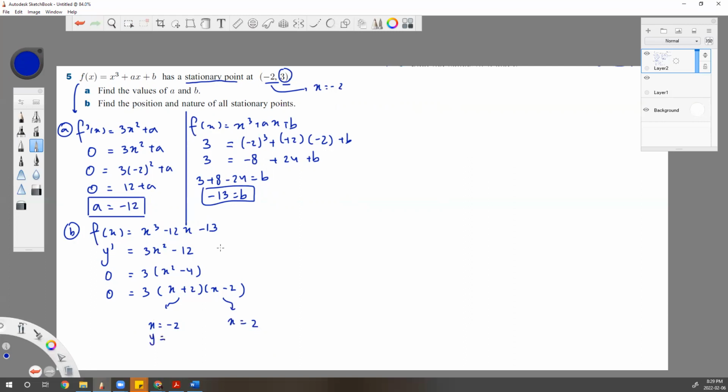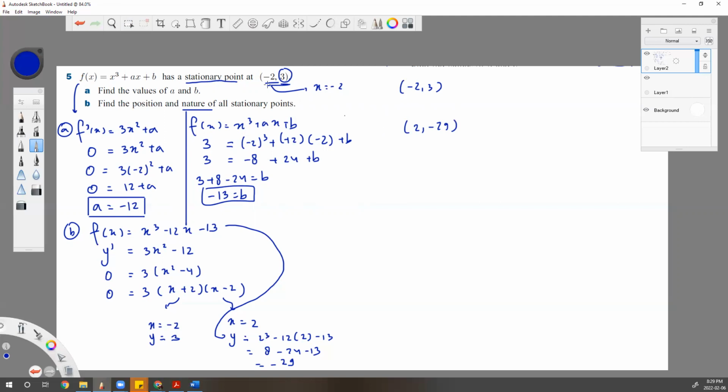So the y is given already. It is 3, so you don't have to think about this. And the next y equals, we substitute here, 2 cubed minus 12 times 2 minus 13. So 8 minus 24 minus 13. What's the answer? It is negative. Okay, I hate this. Negative 16, negative 29, right? So we have two stationary points, (-2, 3) and (2, -29). And the nature, what is the nature? It is either maximum, minimum, or inflection point.